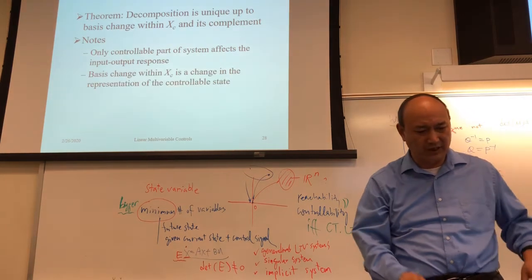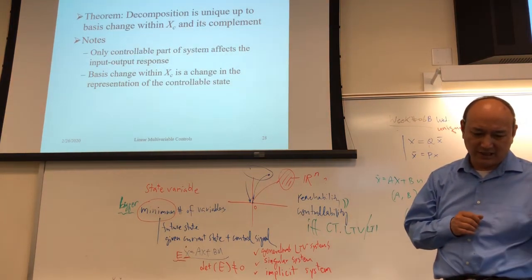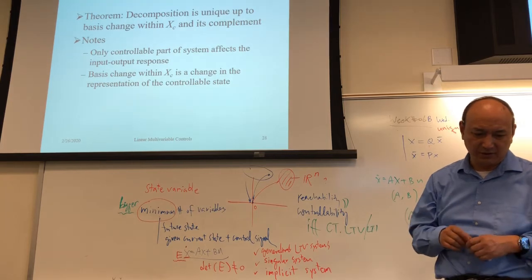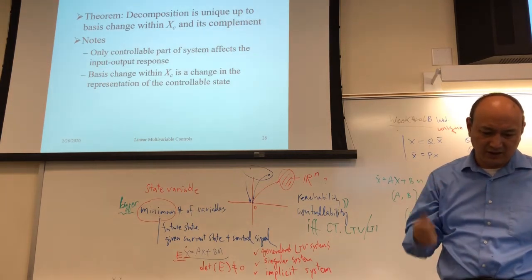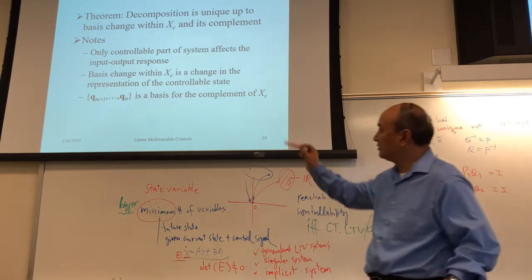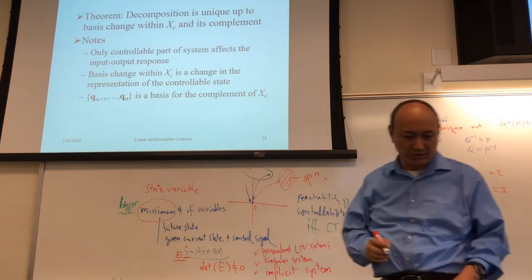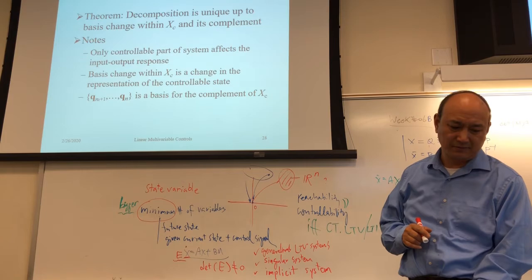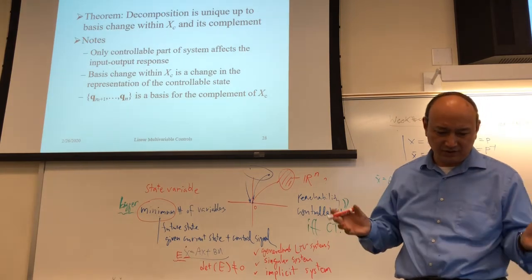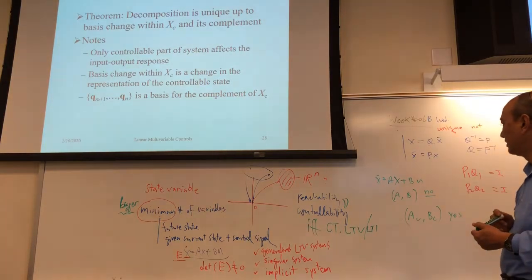So in other words, we have seen the controllable subspace only affects the input-output response. So you do the basis change for the change in the representation of the controllable states. And for the rest of the space, the uncontrollable part, it is the complement of the controllable subspace. Then adding them together gives the original space. I'm not sure you are clear about this.